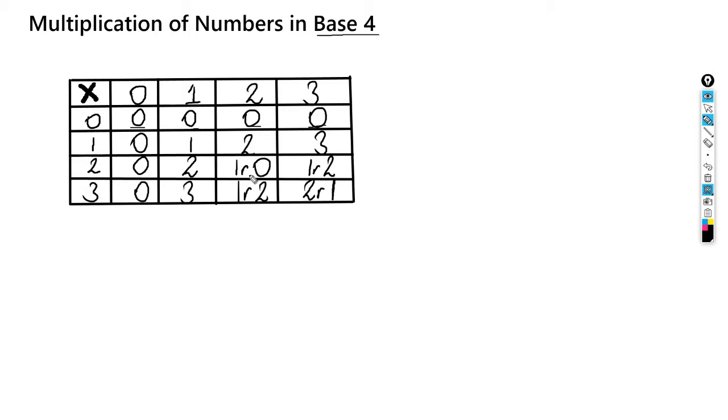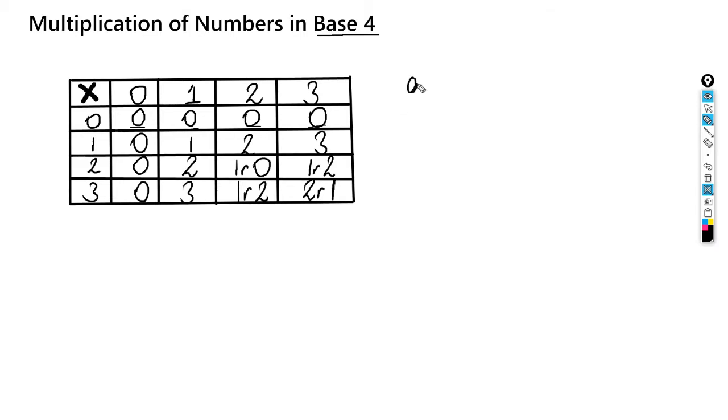Same thing here, 3 times 2 would give us 1 and remainder 2. Then 3 times 3, which would be 9, right? 4 goes into 9 2 times and leaves a remainder of 1, okay, which is this right here. And of course, 3 times 1 would give us 3. So these are all the possible solutions for the multiplication of any number in base 4, okay? So let's just do an example, guys. This is really easy as well. It's not too hard.